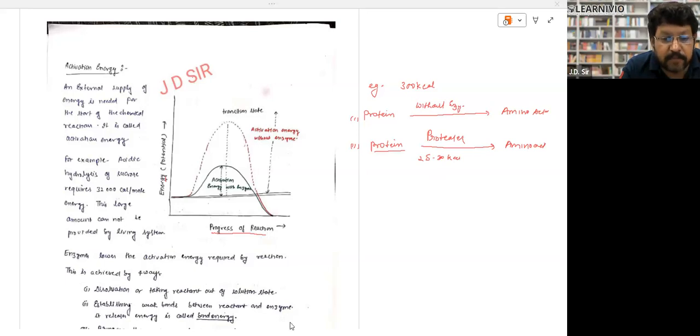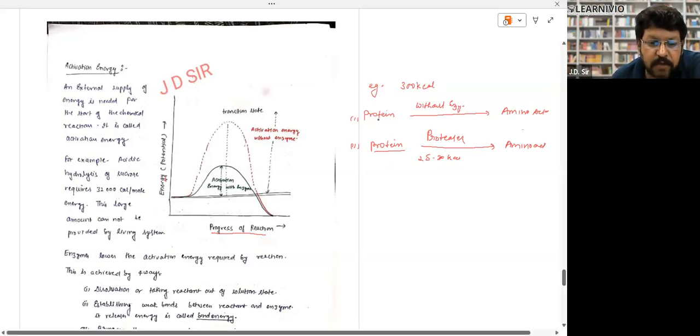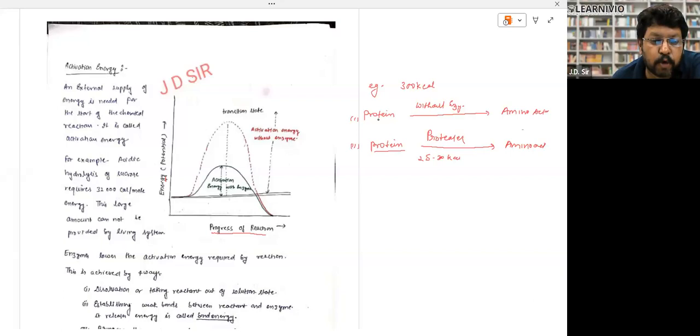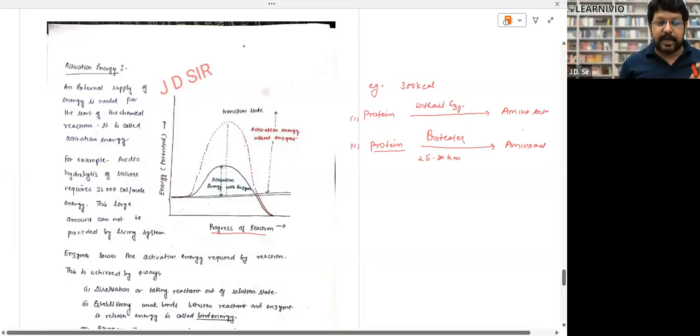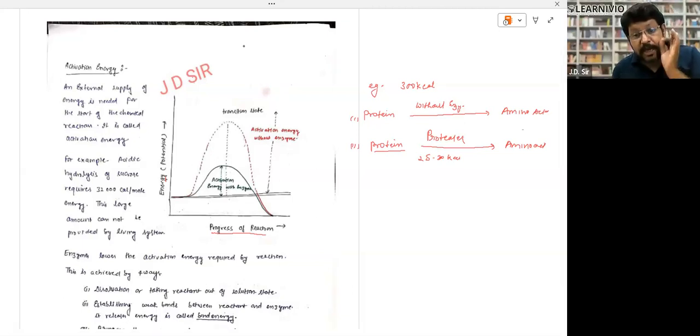Look, here I have given an example. What is the function of enzyme? Protein breaks down into amino acids. If this reaction takes place without enzyme, it will take 300 kilocalorie energy. But when we put the enzyme protease, the same reaction takes place in 25 to 30 kilocalorie. So look, this is a diagram. This diagram you have to draw. If they ask you a question on activation energy, this is a very, very important question. If they ask you what is the activation energy, you have to draw this diagram as it is.